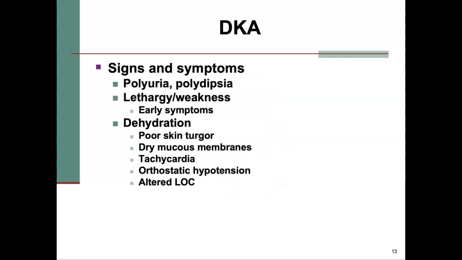So the signs and symptoms are polyuria and polydipsia, so a lot of urine and an increase in thirst. Lethargy and weakness, which are your early symptoms. Dehydration, so goes along with dehydration are your poor skin turgor, your dry mucous membranes, tachycardia, orthostatic hypotension. So orthostatic hypotension is going from a lying to a sitting position, and you have a significant drop in your blood pressure. It's a great indicator of dehydration. An altered level of consciousness.